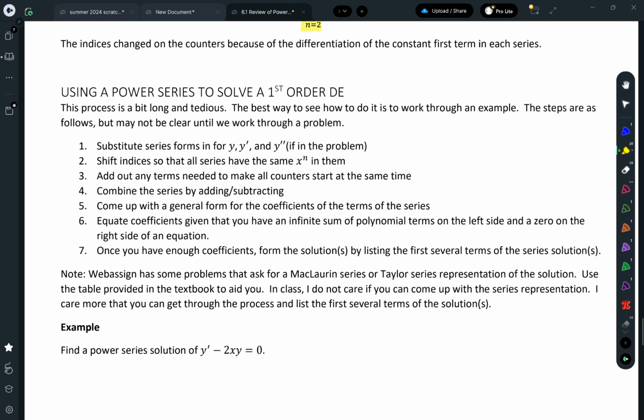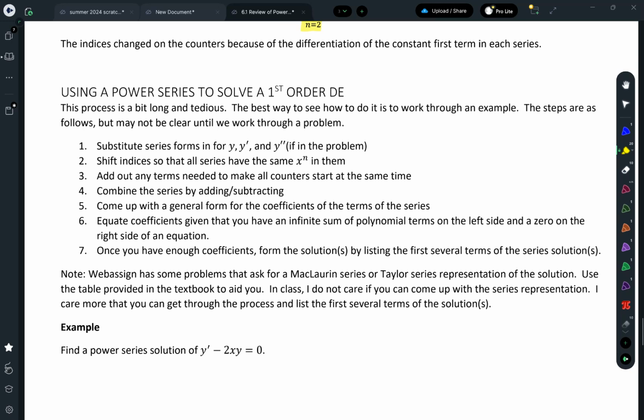So the first thing we're going to do is we're going to substitute series forms in for y prime, and in the next section we'll do y double prime as well. Next, we're going to shift indices so that all the series have the same x to the n in them. Then we'll add out any terms needed to make all the counters start at the same time. Next, we combine the series by adding or subtracting, and we come up with a general form for the coefficients of the terms of the series.